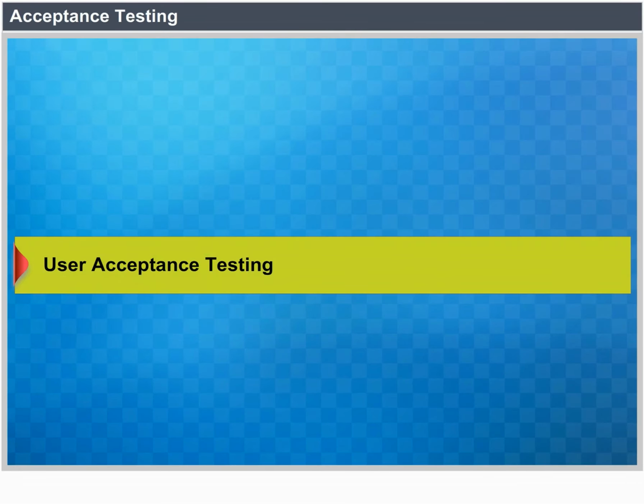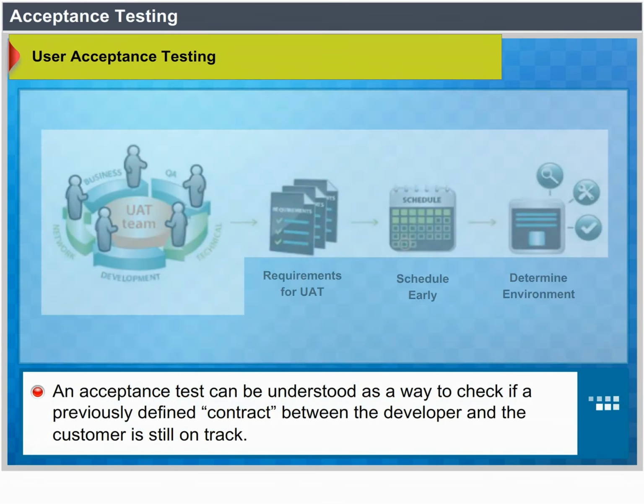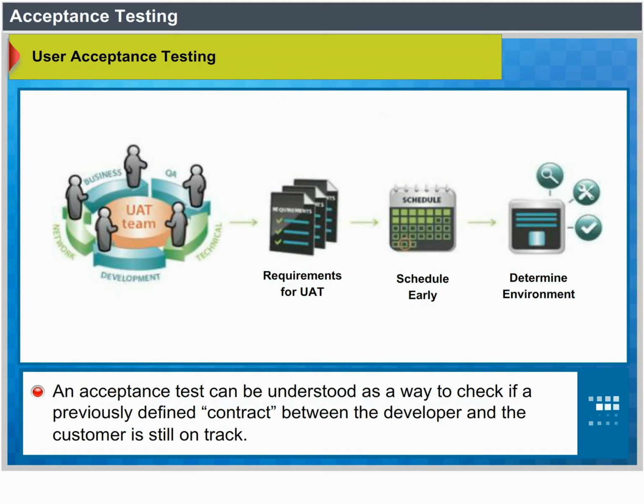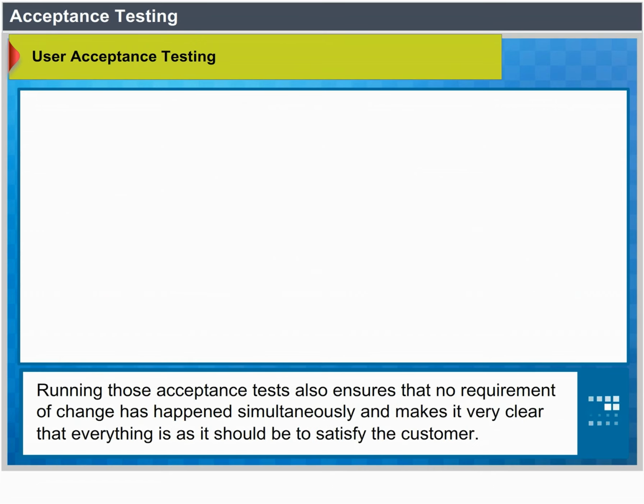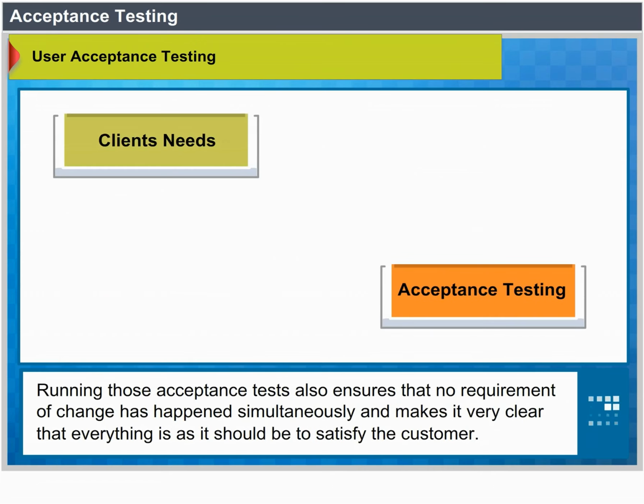User acceptance testing. An acceptance test can be understood as a way to check if a previously defined contract between the developer and the customer is still on track. Running those acceptance tests also ensures that no requirement change has happened in the meantime, and that everything is as it should be to satisfy the customer.